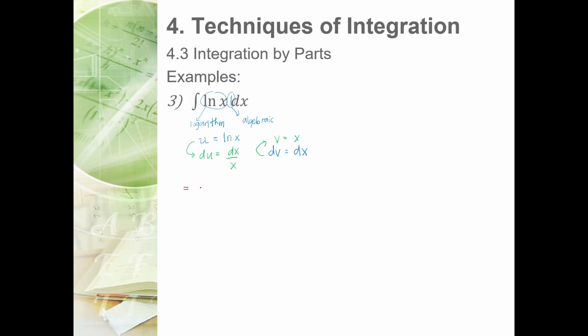Okay, so it equals uv minus the integral of v du. So this would give us x ln x. Again, arrange it as much as you can directly. Then minus the integral of v du. Okay, so cancel out x, cancel out x. What's left is x ln x minus the integral of dx. So the answer is x ln of x minus x plus c.